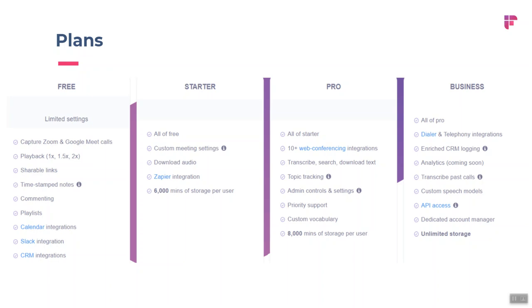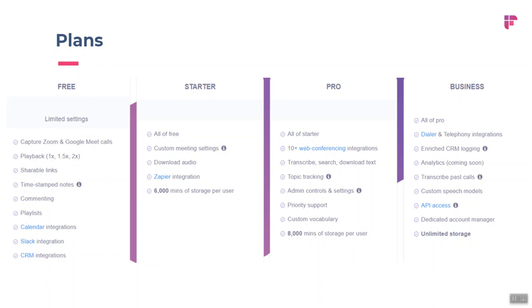The pro tier is when you start getting transcription. You can search, you can download those. You get access to more web conferencing integrations. You can create those topics that I mentioned earlier. You get more admin controls for your team. You get the custom vocabulary feature that'll help you improve the transcription. You get more storage. You get priority support.